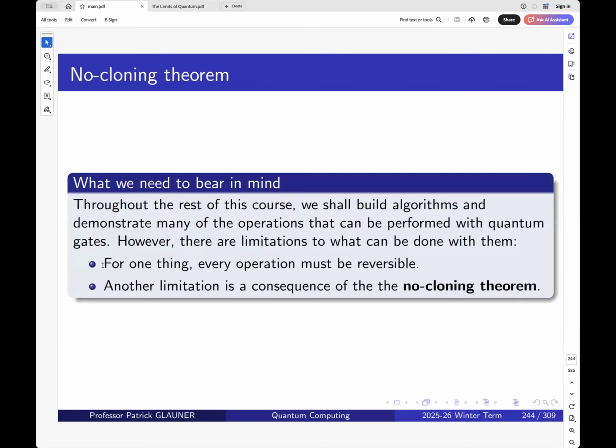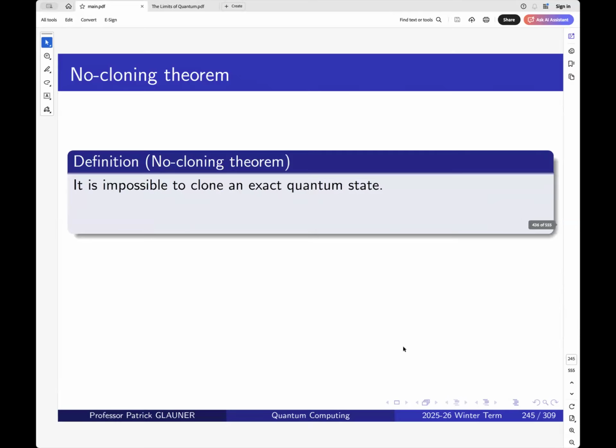Something that is super important is that each operation we use in such a quantum circuit must be reversible. That's why unitary matrices are so important. But there's another limitation, which is called the no cloning theorem. This comes purely from quantum mechanics, yet it severely influences how you would write algorithms.